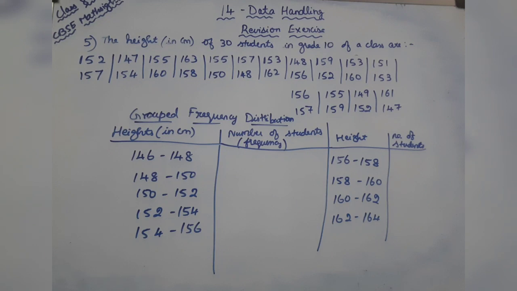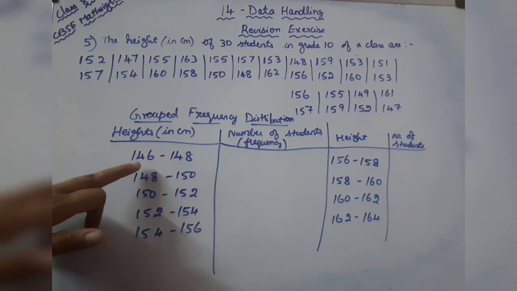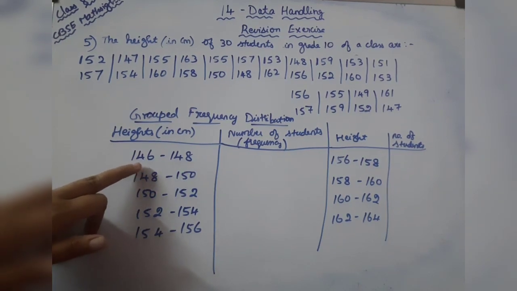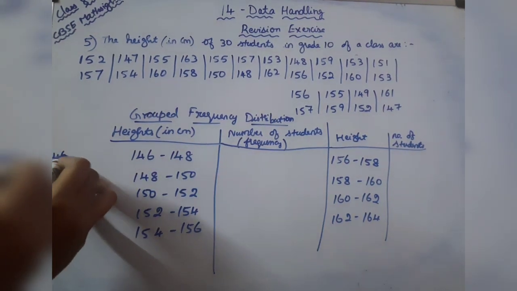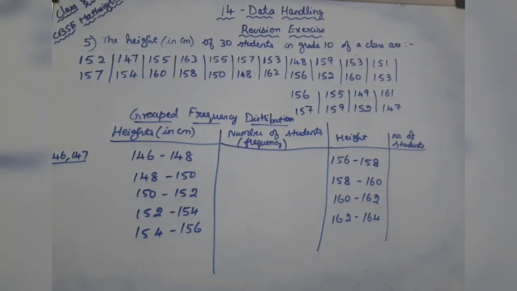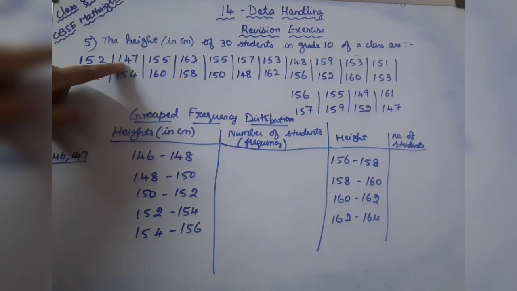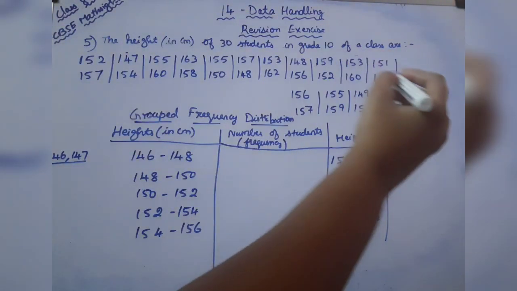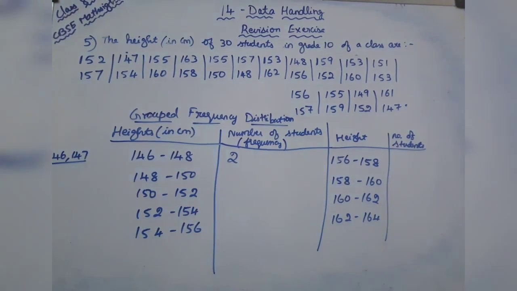First, we have the class interval 146 to 148. I am going to take 146 and 147 in this reading. So 146 and 147 heights will be taken within the interval of 146 to 148. We can check how many values are between 146 and 147. We have 147 and one more 147, so the total frequency is 2.